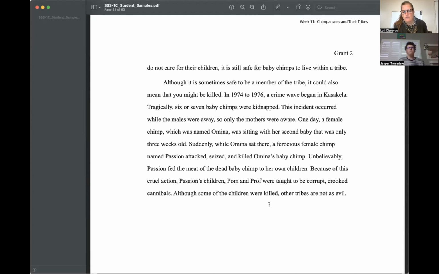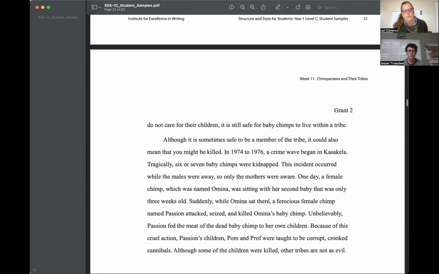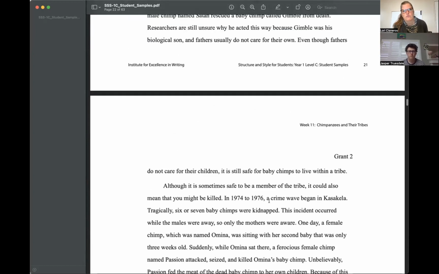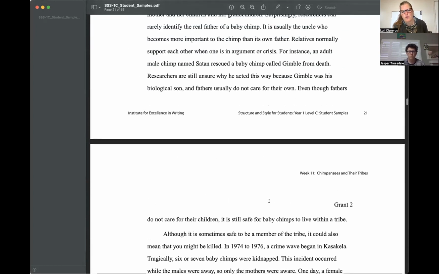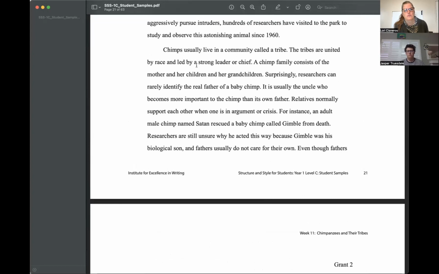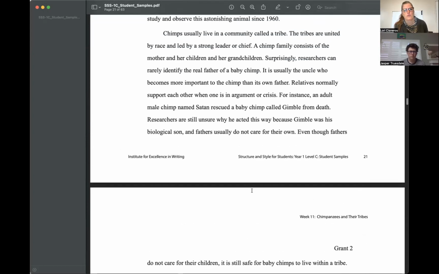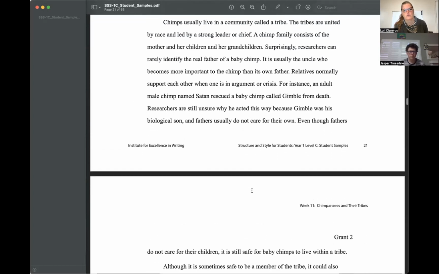So they're tying in that first and last sentence with 2 or 3 keywords. And they could be repeated or reflected. Remember that rule? They can be the same word or they can be a similar word. This one, chimps usually live in a community called a tribe. Even though fathers do not care for their children, it is still safe for baby chimps to live within a tribe. So they've got tribe and chimps on that one.